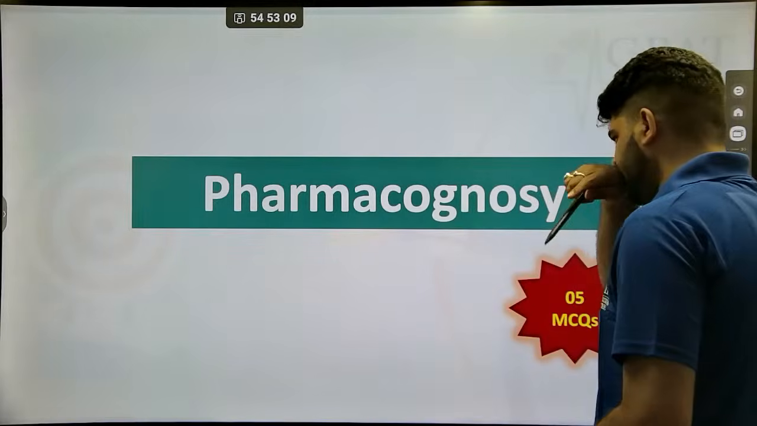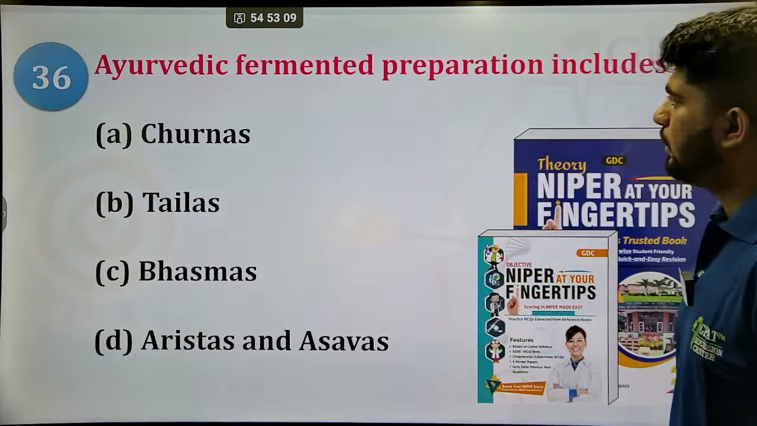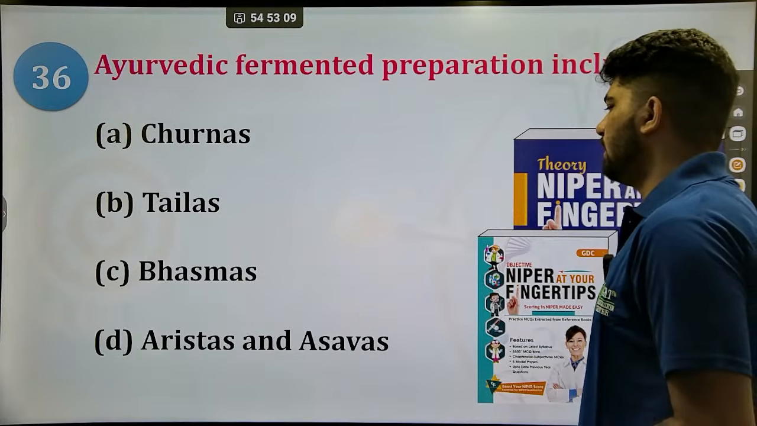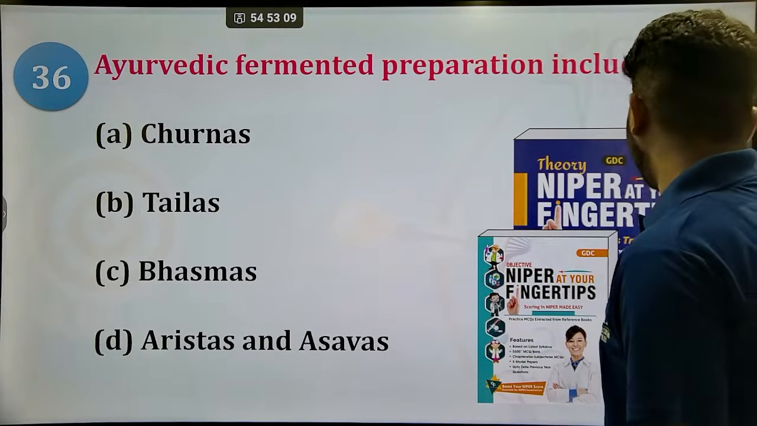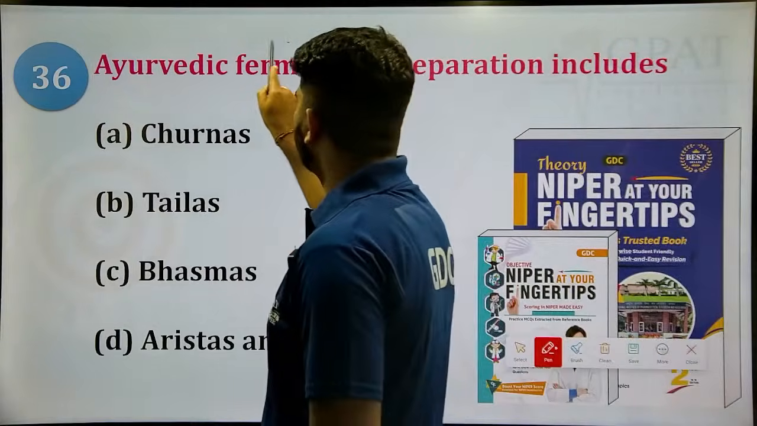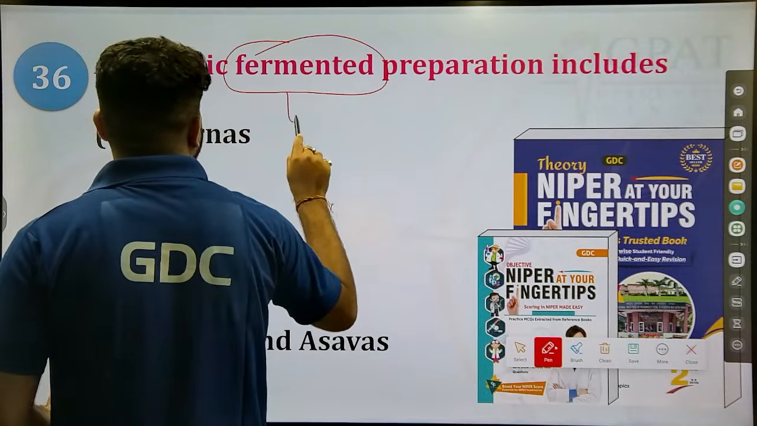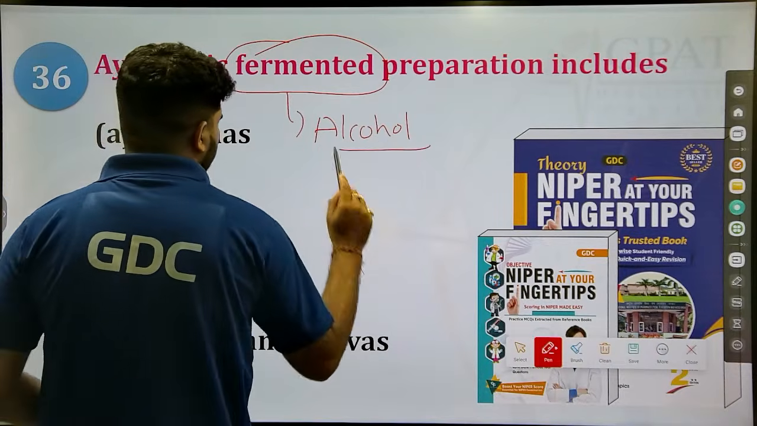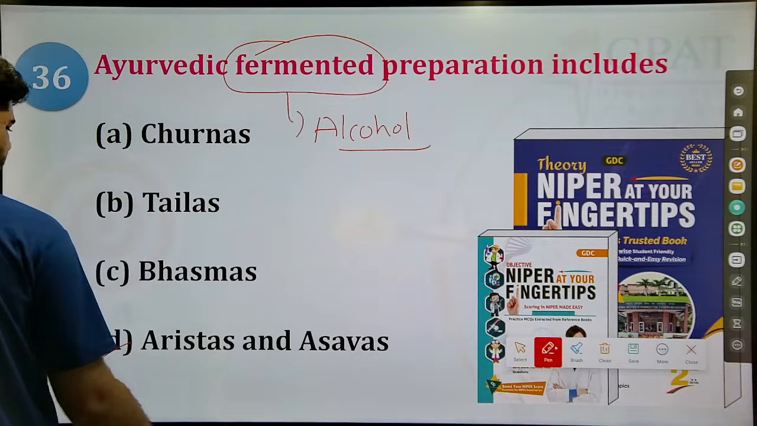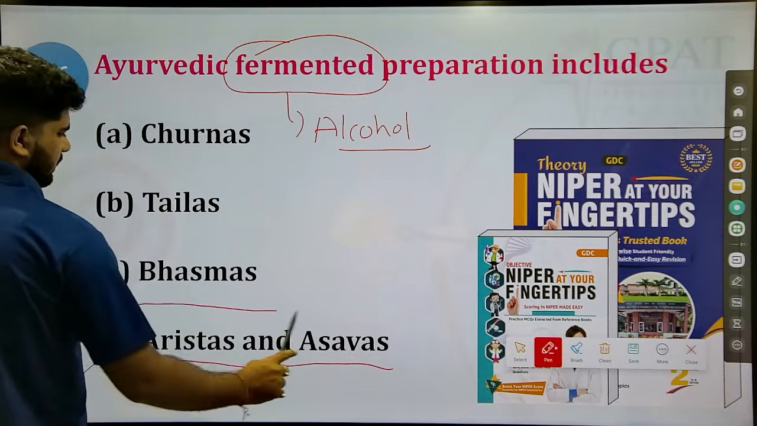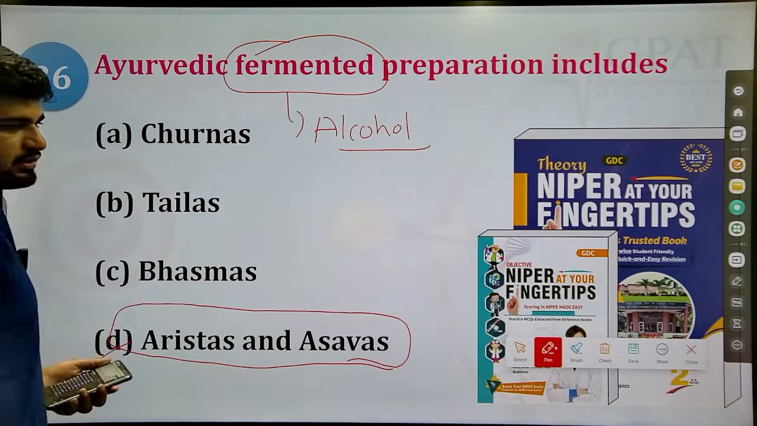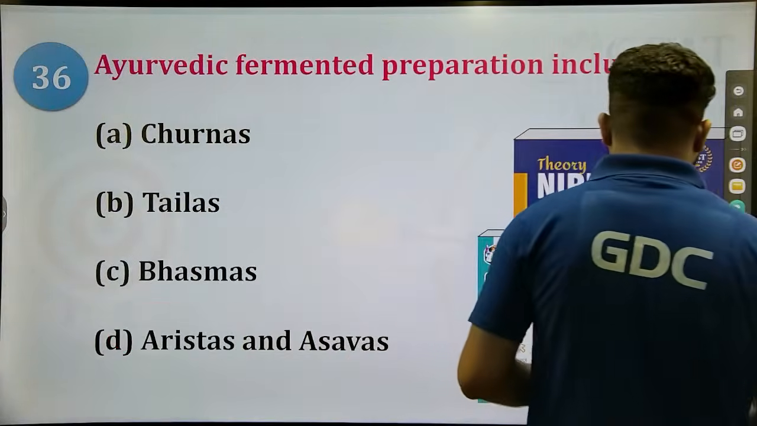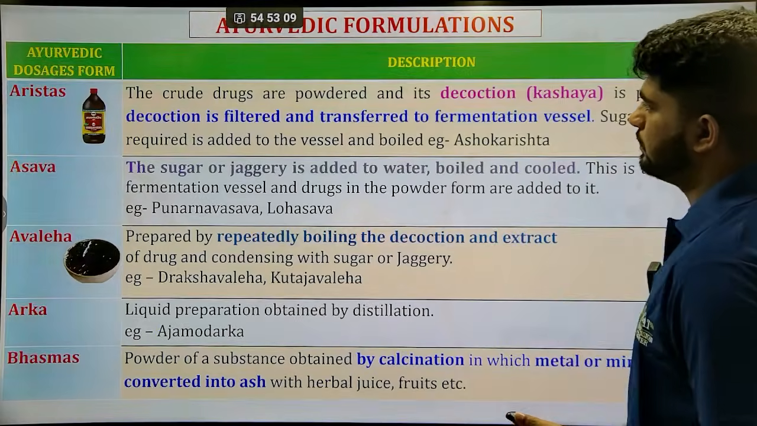Now let's talk about pharmacognosy. Ayurvedic fermented preparation includes what? Churna, taila, bhasma, arishta or asava. If I talk about fermented preparations, the ones that involve alcohol, you will have arishtas as well as asavas. That is your Ayurvedic fermented preparation. Okay. All right. Let's go.